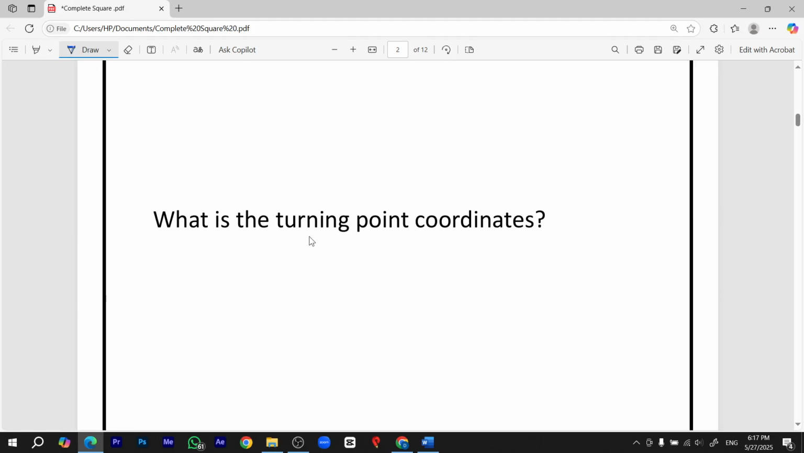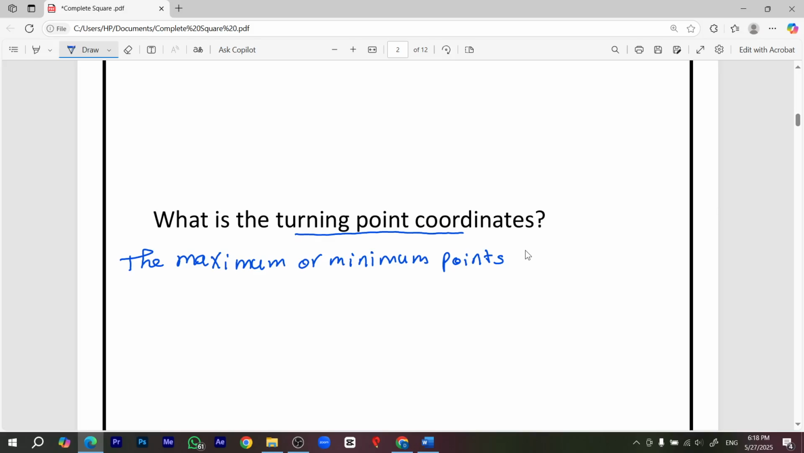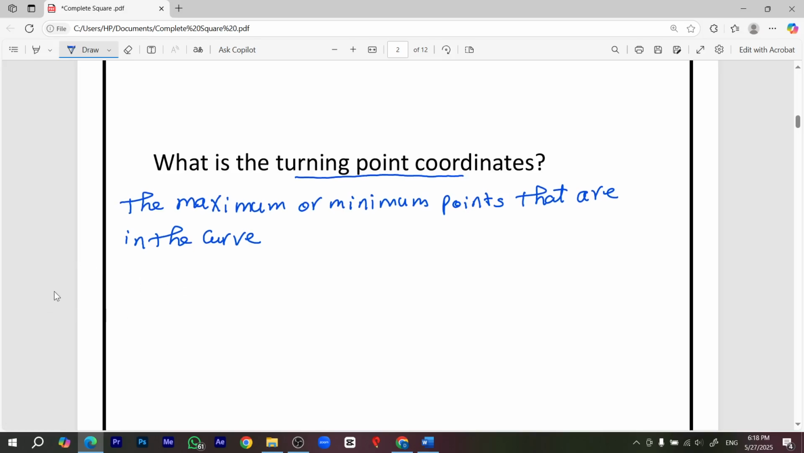What are the turning coordinates? The turning coordinates are the maximum or minimum points in the curve.